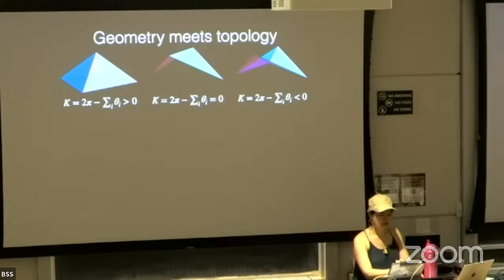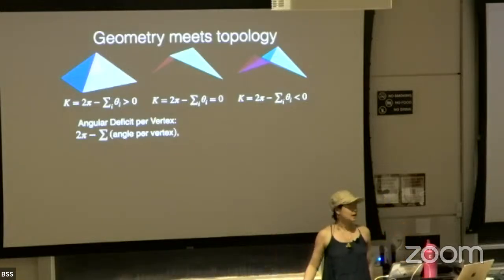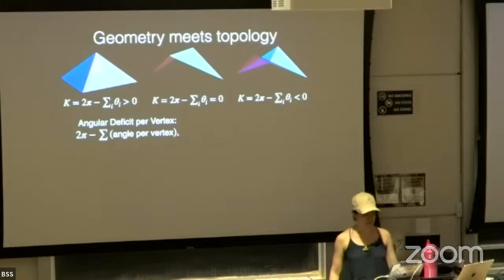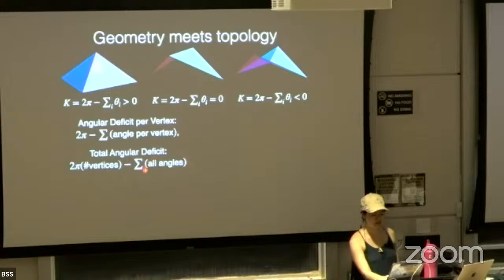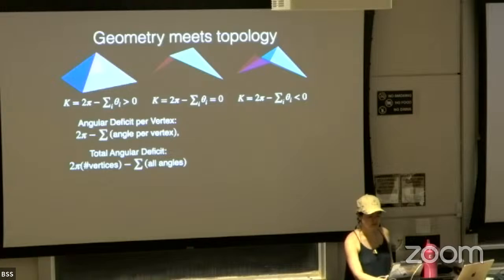If we're looking at a particular vertex here, we can look at the total angular deficit. That's what I described before: 2 pi minus the sum of the angles per vertex. Likewise, I can define the total angular deficit for my surface as 2 pi times the number of vertices minus the sum of all angles in my structure. I'm going to do this calculation now a second way.